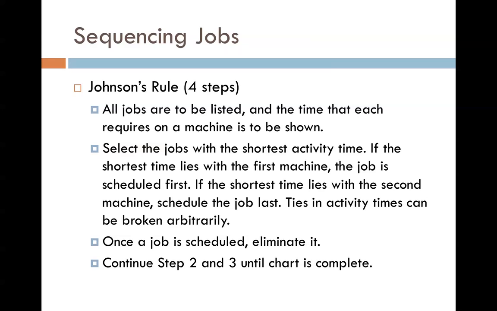Step 1. All jobs are to be listed and the time that each requires on a machine is to be shown. Step 2. Select the jobs with the shortest activity time. If the shortest time lies with the first machine, the job is scheduled first. If the shortest time lies with the second machine, schedule the job last. Ties in activity times can be broken arbitrarily. Step 3. Once a job is scheduled, eliminate it. Step 4. Continue step 2 and 3 until chart is complete.